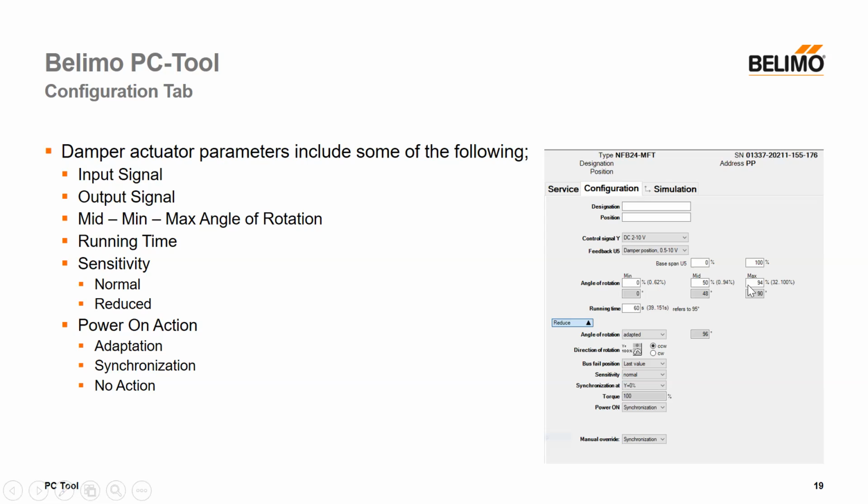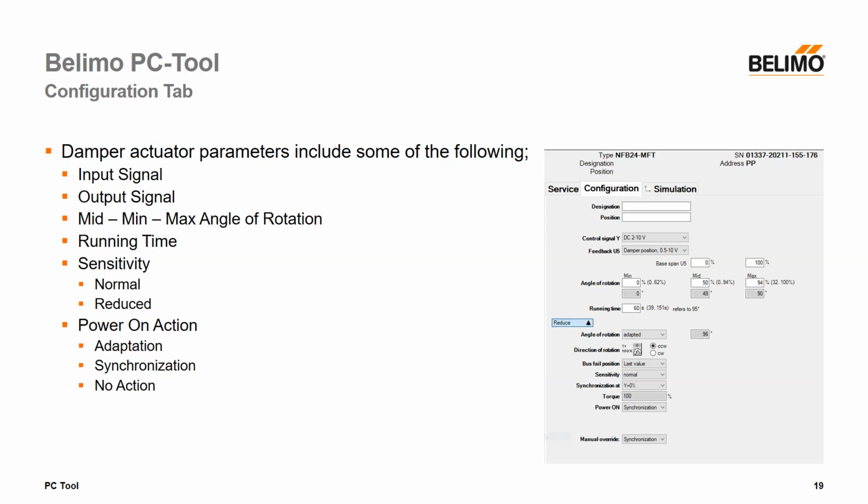The maximum angle of rotation and minimum angle of rotation can be changed. Again, after changing those, it's always a good idea to run a functional test just to make sure everything's working. We can adjust the running time within its parameters. So there's going to be a minimum and a max runtime to most MFT actuators. You don't want to exceed or try to go below those parameters.